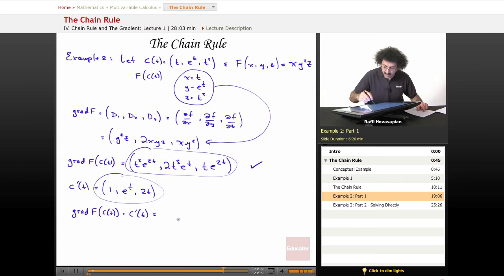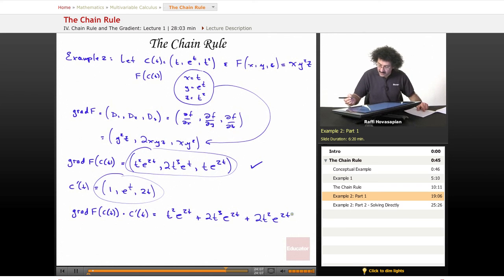The dot product is not a vector. This times that, so it's t squared e to the 2t, plus this times that, 2t cubed e to the 2t, plus this times that, 2t squared e to the 2t.